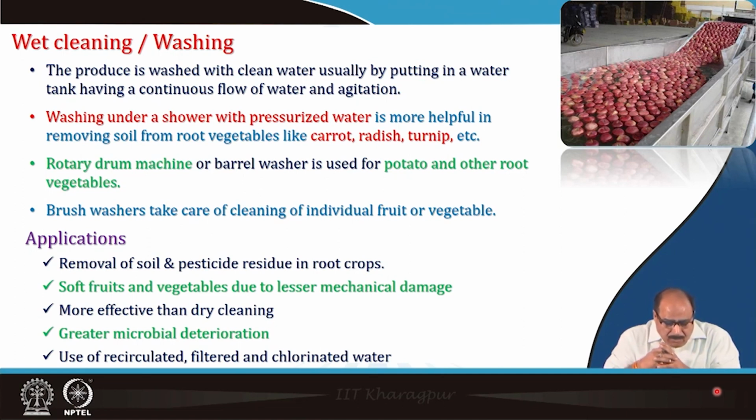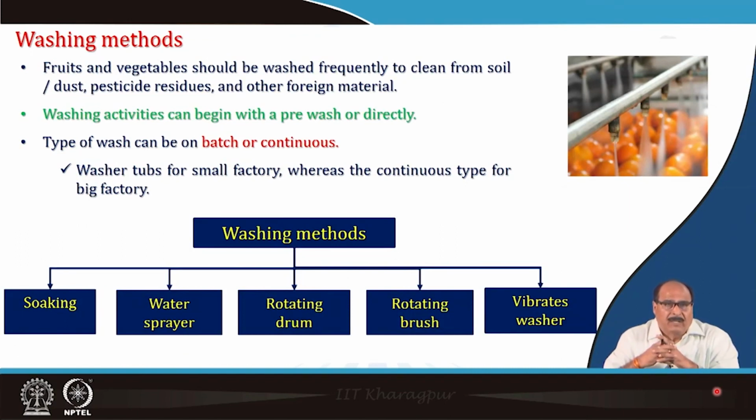A recirculated filter and chlorinated water should be used to ensure that the cleaning is proper and contamination removal is proper. So, the different methods of washing of fruits and vegetables are listed in this slide. The washing can be done either batch wise or by continuous methods. Generally in a small factory, washing tubs are used, whereas in big factories continuous washing systems are used. The different washing systems are soaking, water sprayer, rotating drum, rotating brush or vibrate washers.